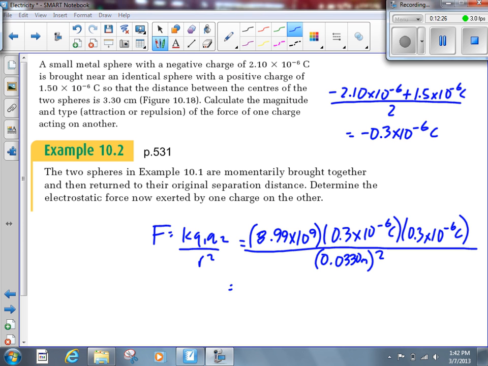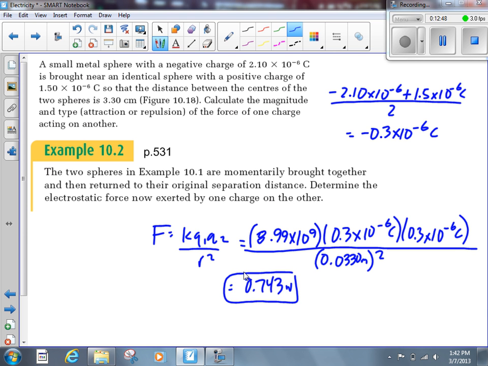We do that, we end up getting 0.743 newtons. Is that a force of attraction or a force of repulsion, even though we're not asked that? Why is it repulsion, Rob? Good. They're both negative charges, and they're going to repel each other, so it's going to be a force of repulsion. Good. It's a much, much smaller force.